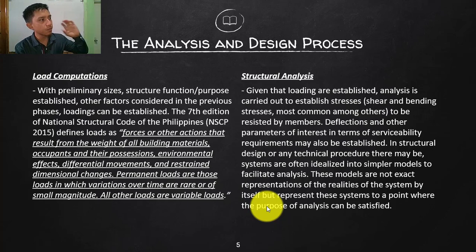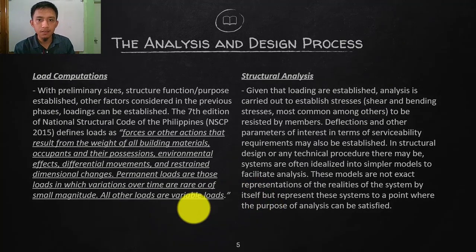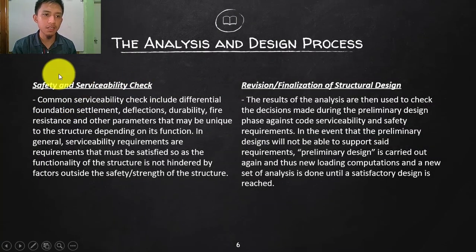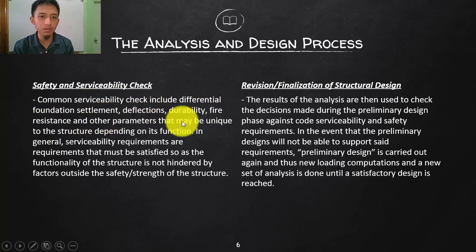So again, once you have the preliminary design, that is step 2, now you are going to compute the loads to apply on the structure, and now you are going to analyze and prove if that preliminary size is possible for this kind of loading. But before going to that, at the same time, together with the analysis, we need to apply first the safety and serviceability check. Common serviceability checks include differential foundation settlement, deflections, durability, fire resistance, and other parameters that may be unique to the structure depending on its function.